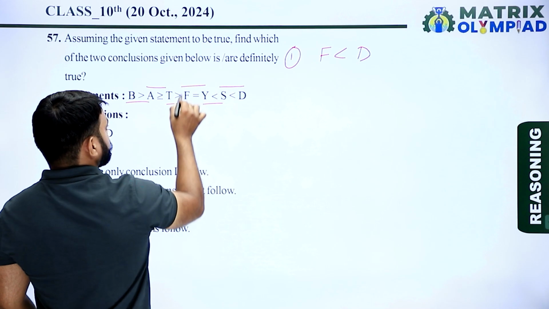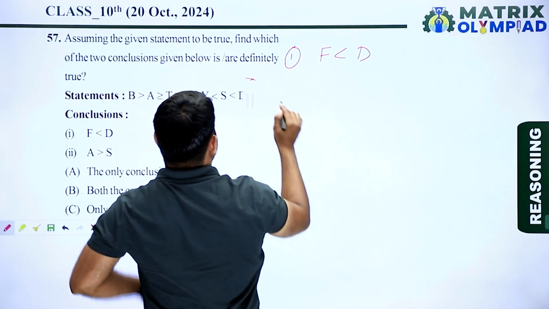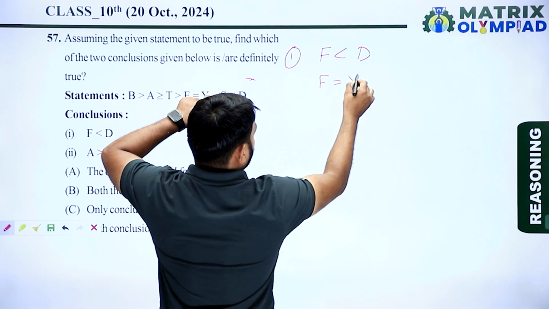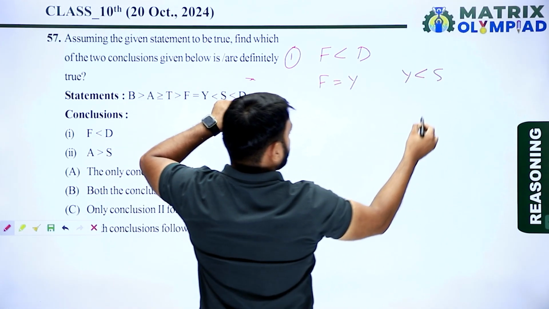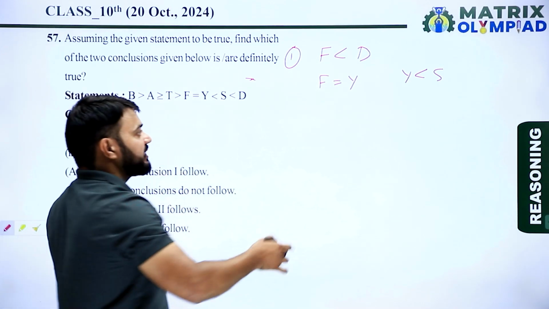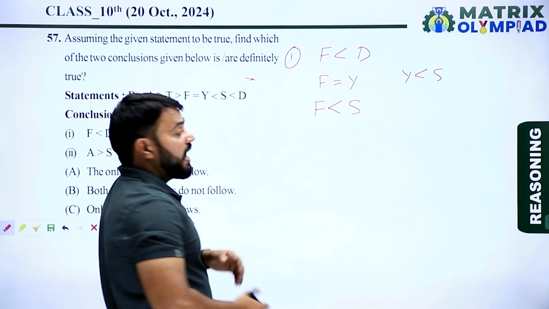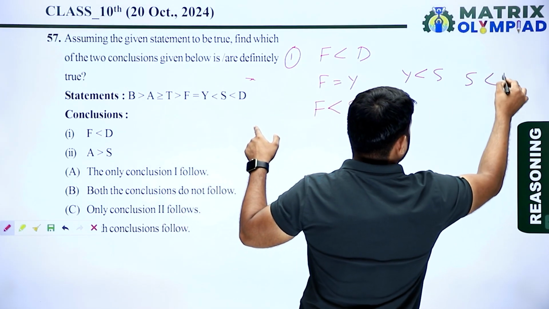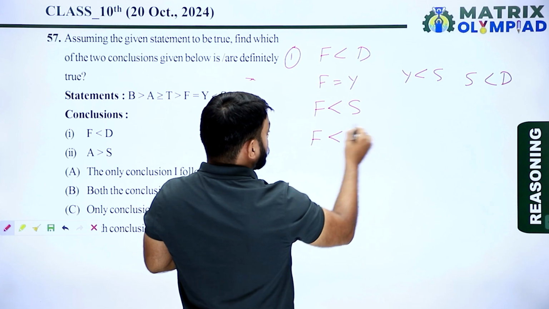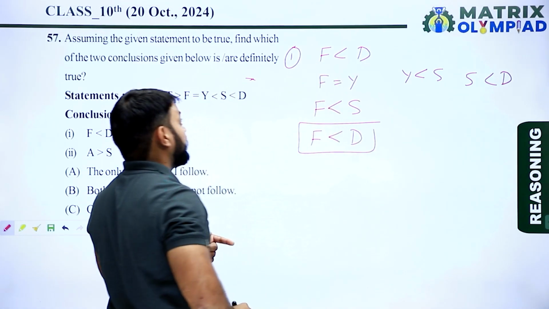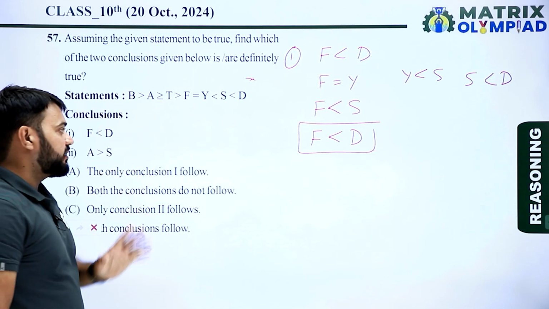So we have to move from F to D. For this, F is equal to Y. Now Y is less than S. It means F is also less than S, and S is less than D. So it means F is also less than D, so conclusion first is definitely true according to the given statement.